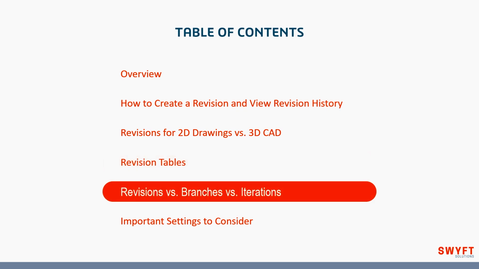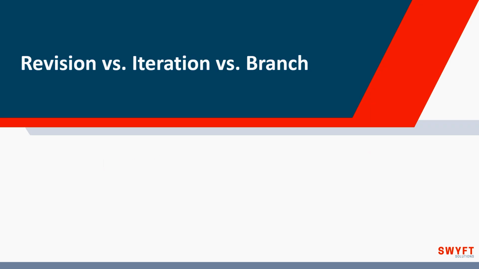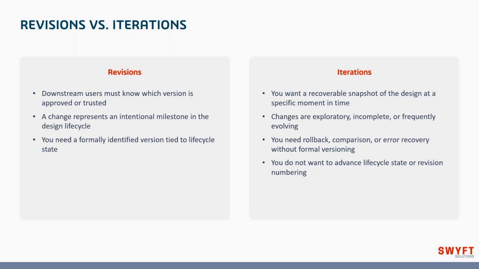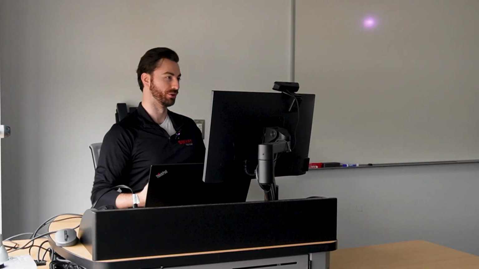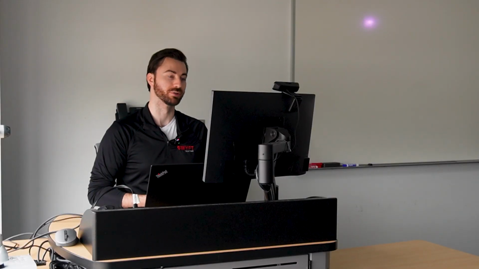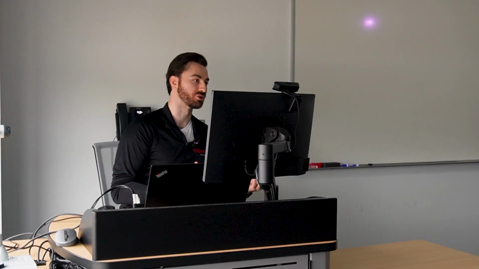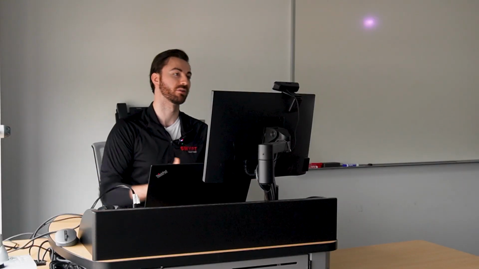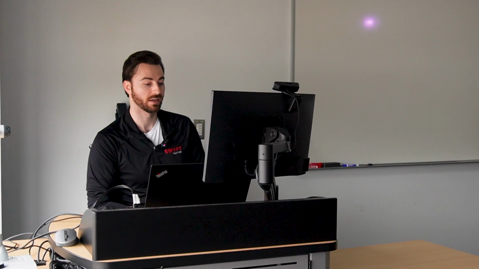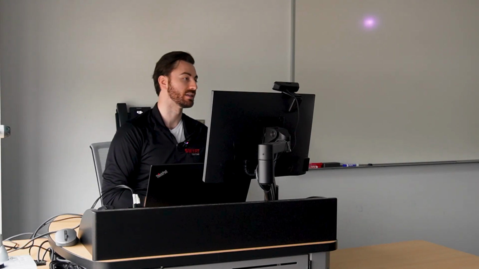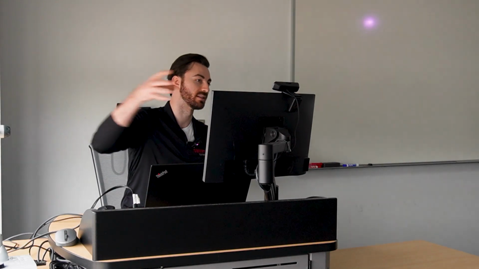So this is the revisions versus branches versus iterations that I wanted to touch on. I wanted to start with some conceptual, and then we'll dive in and get a visual on this. But revisions, ultimately, when am I using a revision? Downstream users should know which version is approved or trusted, whether it's for purchasing, for manufacturing, or for reuse in another design. And it's going to represent a change. Maybe you have minor revisions representing a milestone in the design that you want locked in, with a historical reference and traceability. You just need that formally identified: this revision is at this life cycle state.